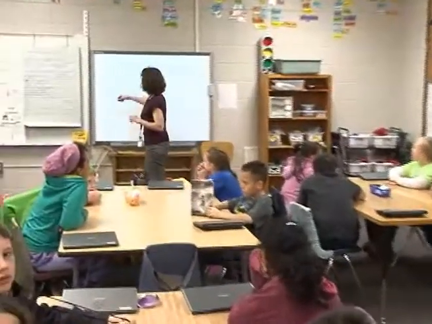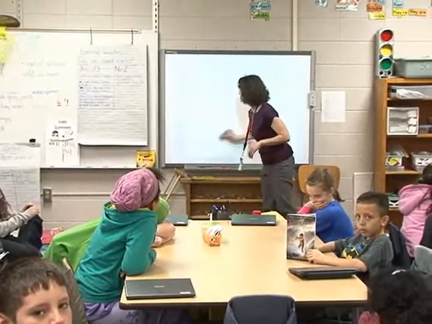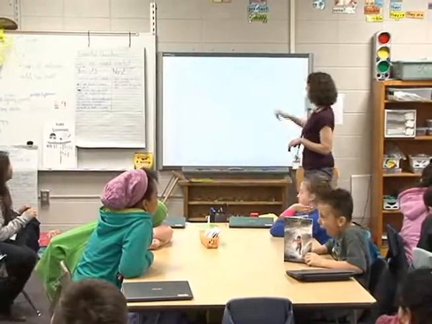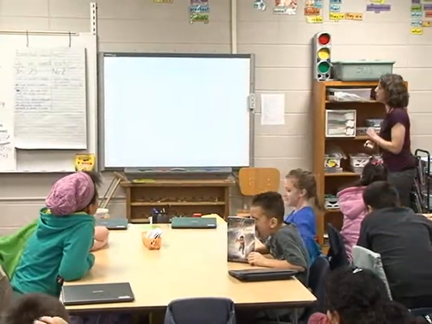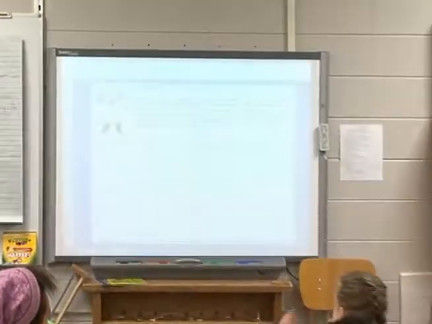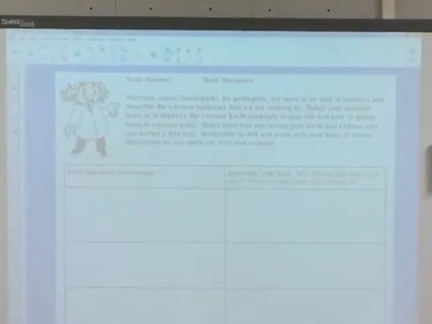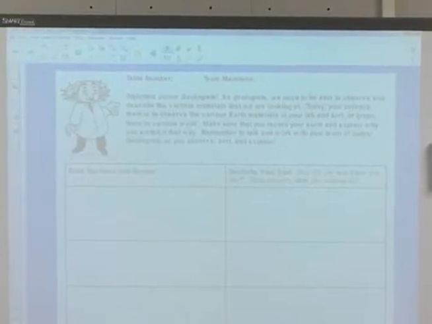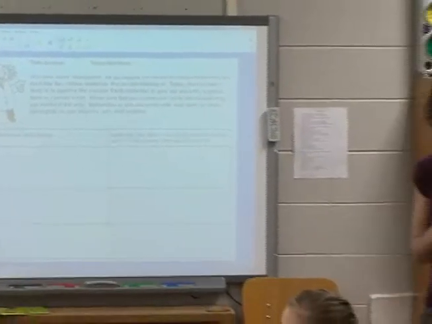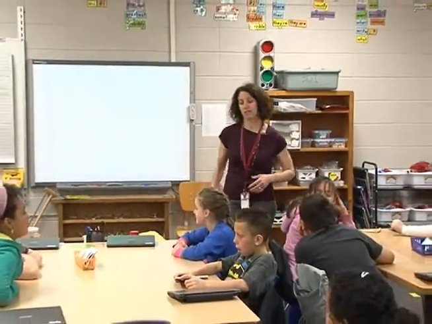So to do that today, you're going to have your recording sheet. It says, welcome, junior geologist. As geologists, we need to be able to observe and describe the various materials that we are looking at. Today, your science team is to observe the various earth materials in your lab and sort or group them in various ways. Make sure that you record your sorts and explain why you sorted it that way. Remember to talk and work with your team of junior geologists as you observe, sort, and explain. So your lab is going to be your tray of minerals.